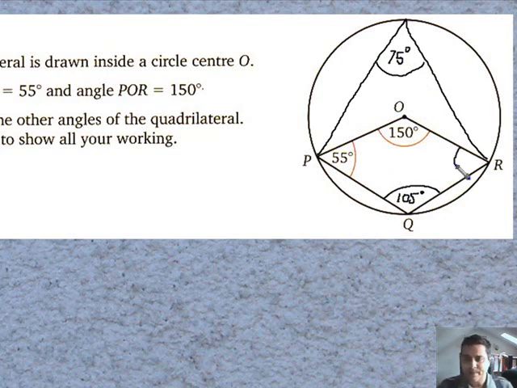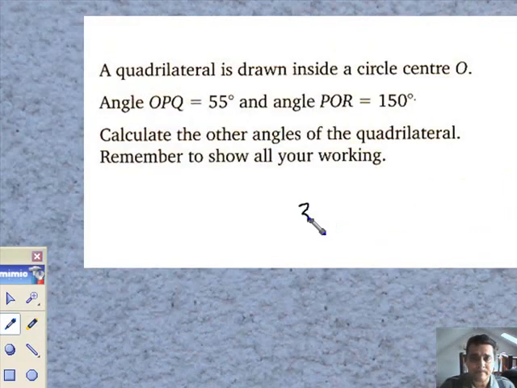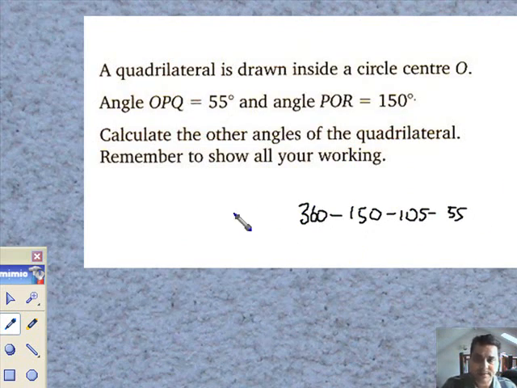Now the easy bit. This is an angle, and it's part of this quadrilateral here, PQRO, and therefore I simply have to go 360, take away the 150, take away the 105, take away the 55, and we'll get angle R. Okay, so angle, let's call it ORQ. A little hat there. It's going to be that.